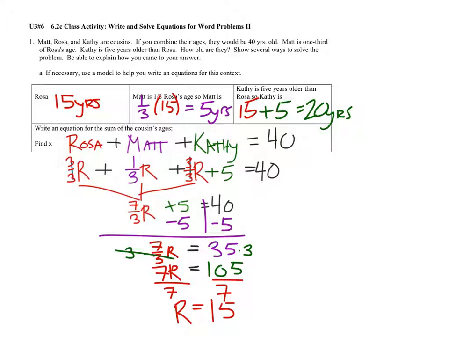Now we should check this. So we know that the relationships are all good, but we need to add them all together, and we should get 40 years. So Rosa's age, 15 years, plus these 5 years, plus those 20 years, bam, 40 years. Just like we thought it would be, just like it says right here. And we now know that our answers are correct.